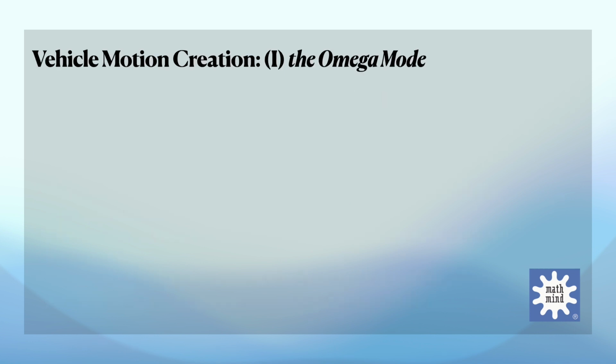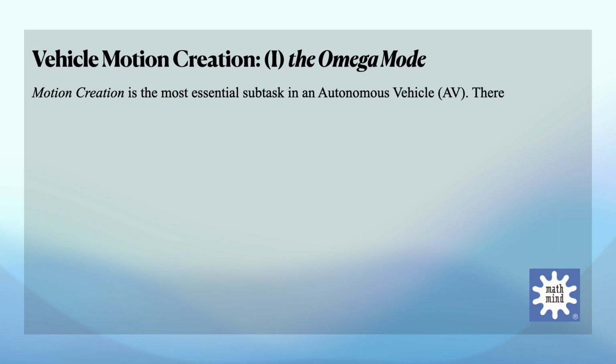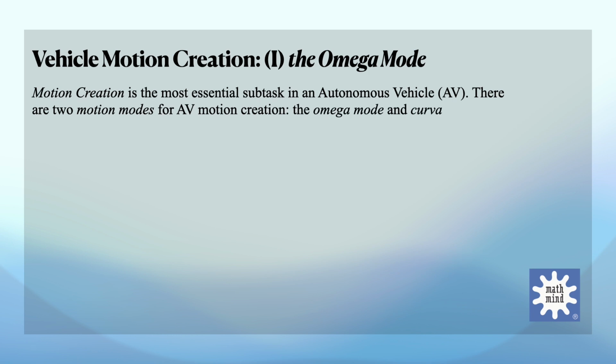Vehicle motion creation. 1. The Omega-Mode. Motion creation is the most essential subtask in an autonomous vehicle, AV. There are 2 motion modes for AV motion creation, the Omega-Mode and Curvature-Mode.